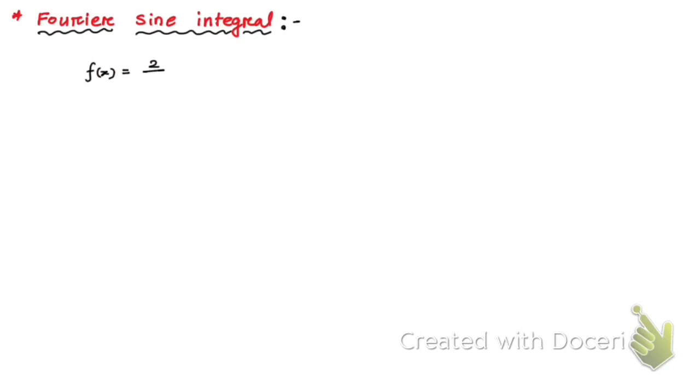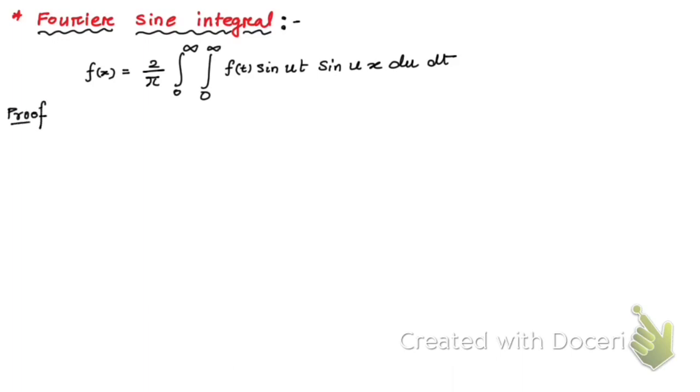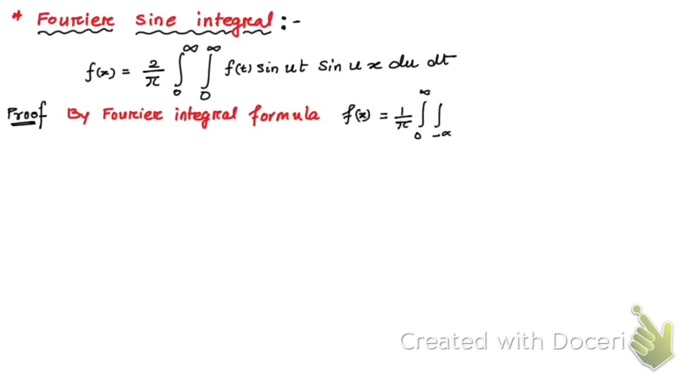Now let us discuss the Fourier sine integral. According to the Fourier sine integral, we have f of x equals 2 by pi, double integration from 0 to infinity, and then again from 0 to infinity, f of t sine ut sine ux du dt, and that's what we have got. So let us prove this. Again we're going to use the Fourier integral theorem. So this is the Fourier integral formula, right? Let me write that.